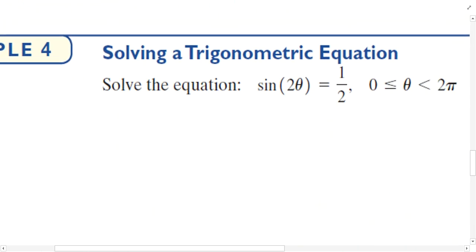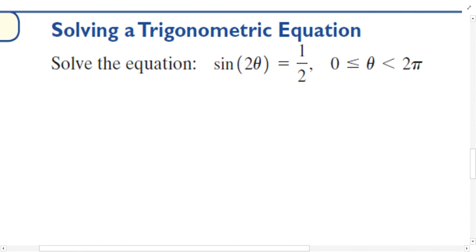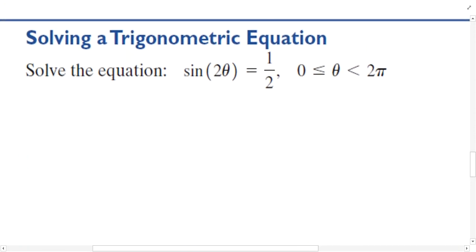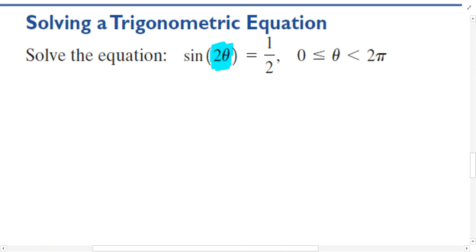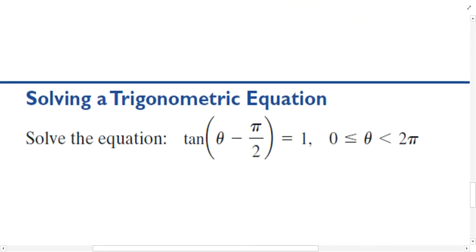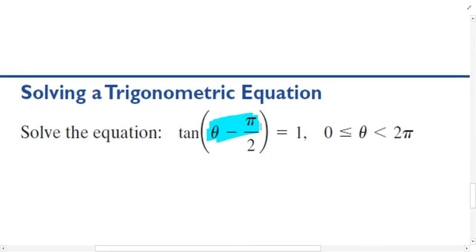Moving on, I've got 2 more problems. The video is getting a little bit lengthy, but I think it's worthwhile. I'll go ahead and finish these 2 out. For this problem and the next one, we should notice that there's something different occurring here. Inside of the argument of the trig function, we don't have just theta by itself anymore. We've got 2 theta here, and down below, again, theta is not by itself. We've got theta minus pi over 2.